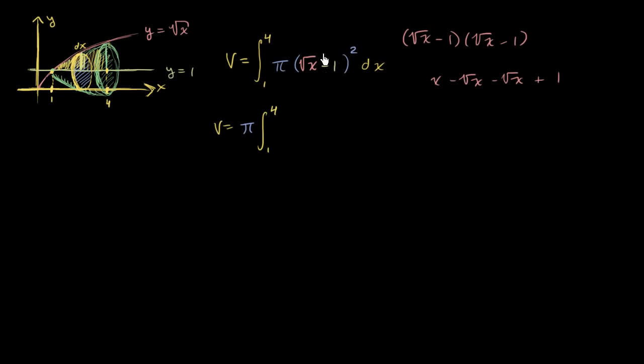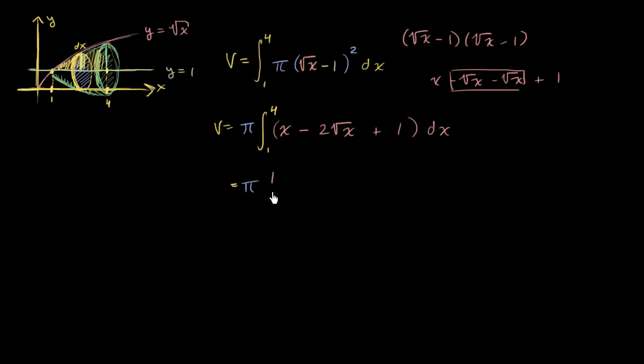So this part right over here will simplify to x minus 2 square roots of x, plus 1, and then all of that times dx. So this is going to be equal to, let's put our pi out there, the antiderivative of this business.